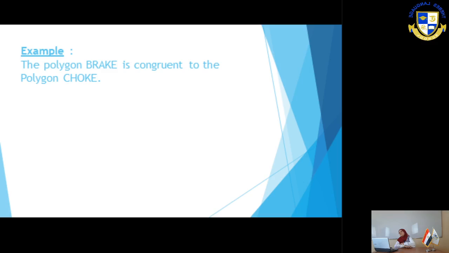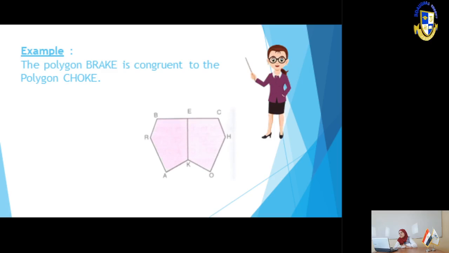We have an example, we want to solve it. The polygon BRAKE is congruent to the polygon CHOKE. Then complete. CH is corresponding to what? We can get it from the figure or from the name of the polygon. CH is the first two symbols in the second polygon. They correspond to the first two symbols in the first polygon.